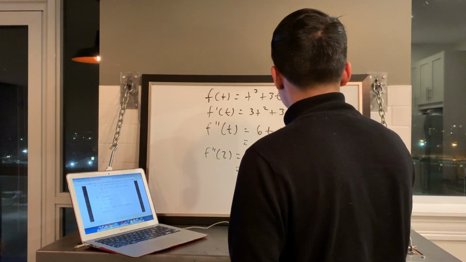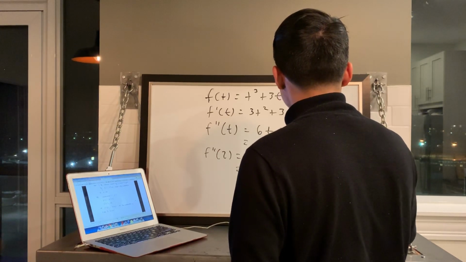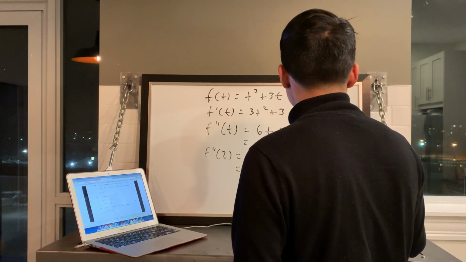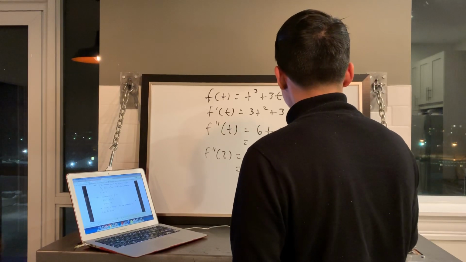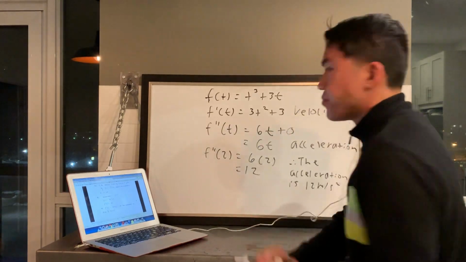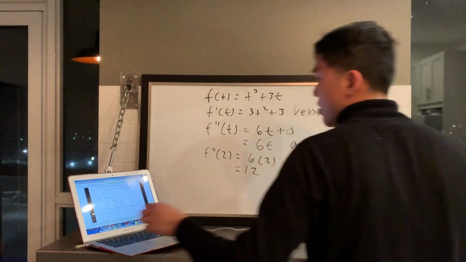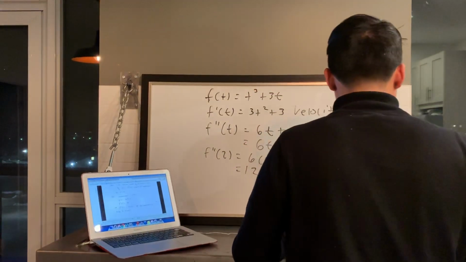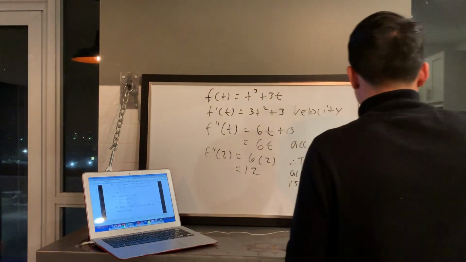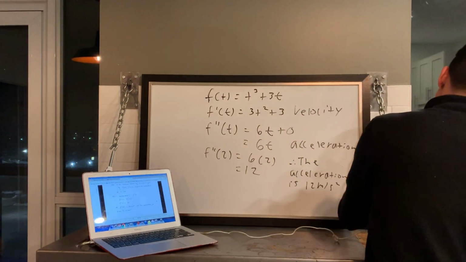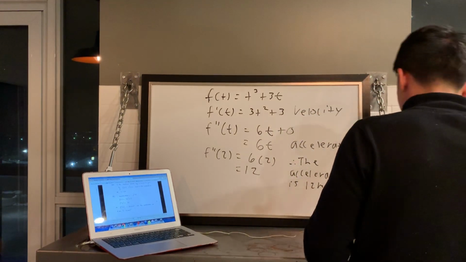Therefore, the acceleration is 12 meters per second squared. And there is a direction because acceleration indeed is a vector, so I should technically put that in. I think this is cutting in the way. Hopefully it doesn't get too distracting if I do this. There you go.